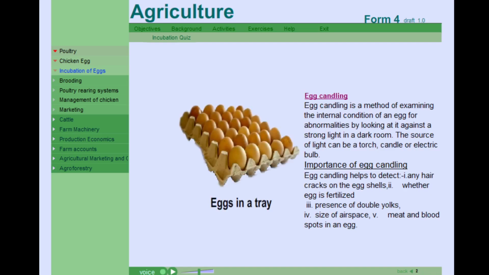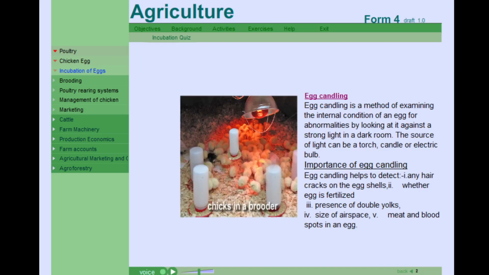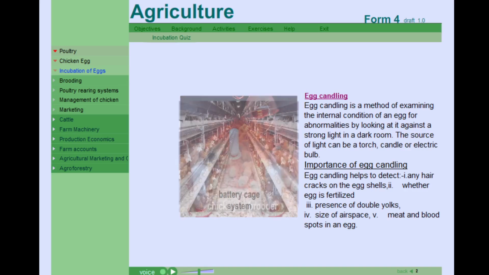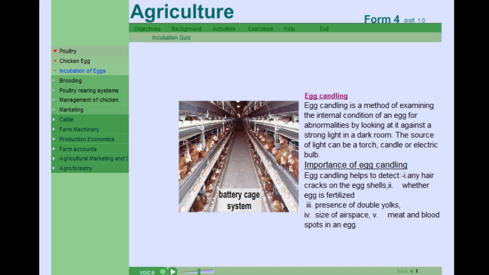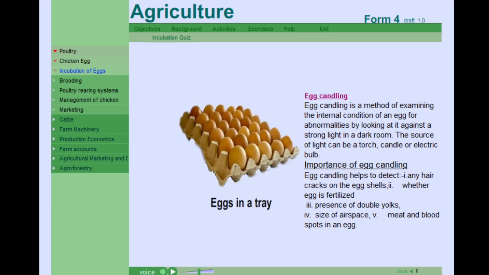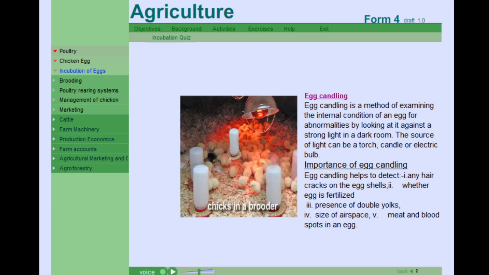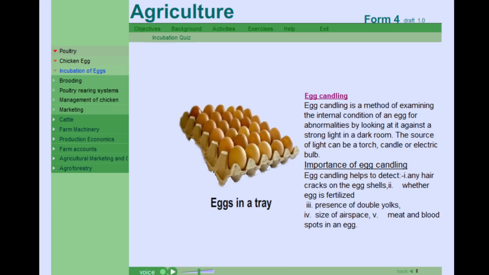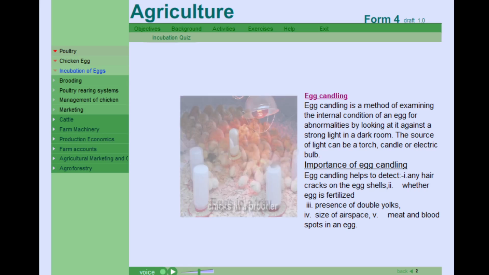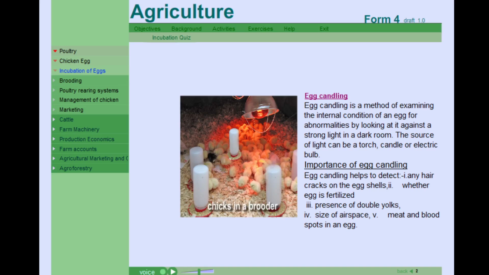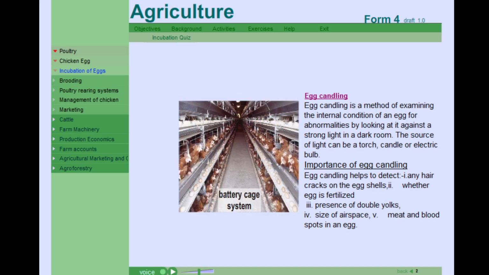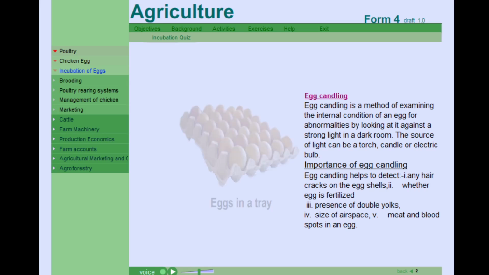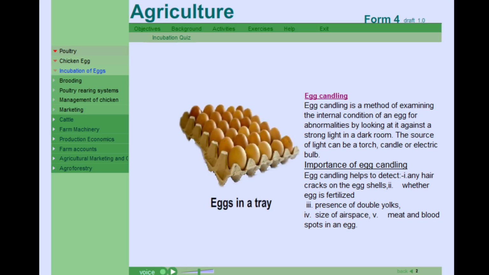Egg candling. Importance of egg candling. Egg candling is a method of examining the internal condition of an egg for abnormalities by looking at it against a strong light in a dark room. Egg candling helps to detect any hair cracks on the egg shells, whether egg is fertilized, presence of double yolks, size of air space, and meat and blood spots in an egg.